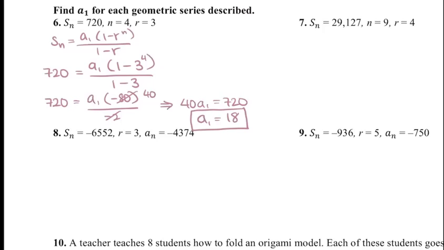The reason why is because they give you the sum, they give you r, and they give you the last term. If you really wanted to use the first formula, you would have to find out what a sub 1 is based off of these two things, and that is a lot more work. So instead, let's just use the second formula. S sub n is equal to a sub 1 minus a sub n times r over 1 minus r. Plug it all in.